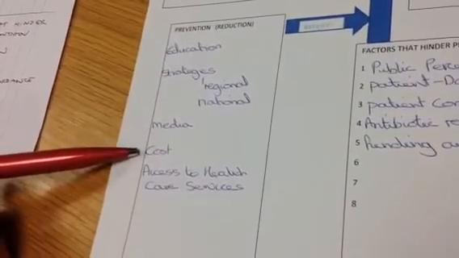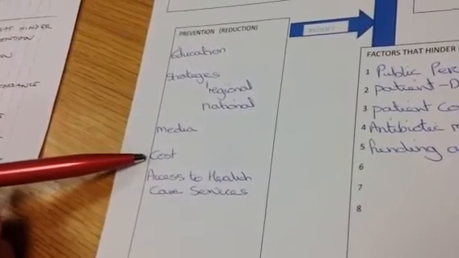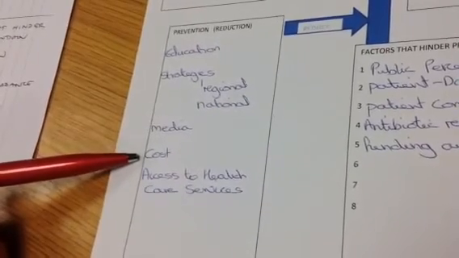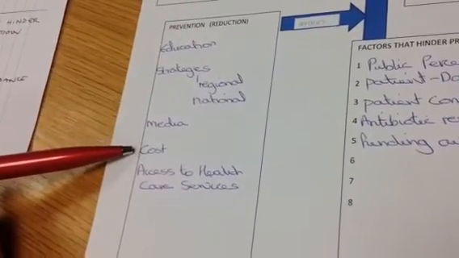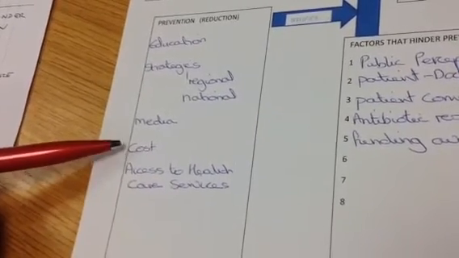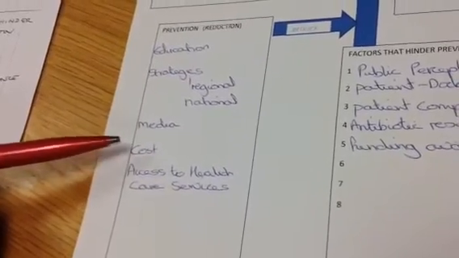Can we link it to cost as well in terms of prevention and reduction? How much would it cost? Is it cheaper to try and prevent a disease through inoculation rather than having to treat someone? And don't forget that cost can also link to days off work. That can be a financial implication as well.